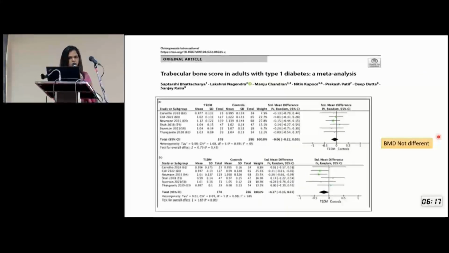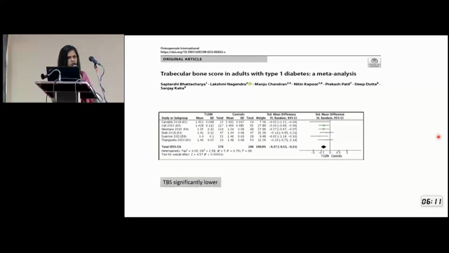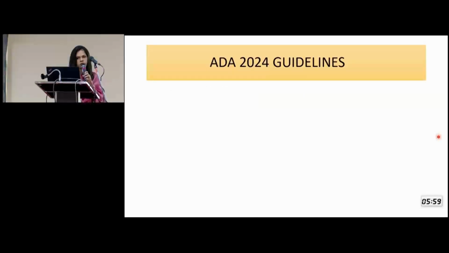Now this is something that we published recently. So BMD was not different in patients with type 1 diabetes, but TBS was significantly lower. So Kripa ma'am is going to talk about TBS and VFA, but these are modalities which can help us diagnose osteoporosis in patients with type 2 diabetes where BMD may not be contributory.